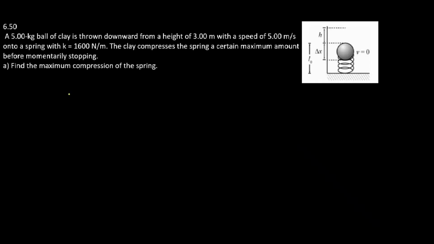In this video, we are going to discuss question 6.50. A 5 kilogram ball of clay is thrown downward from a height of 3 meters with a speed of 5 meters per second onto a spring with K equal to 1600 Newton per meter. The clay compresses the spring a certain maximum amount before momentarily stopping. Find the maximum compression of the spring.